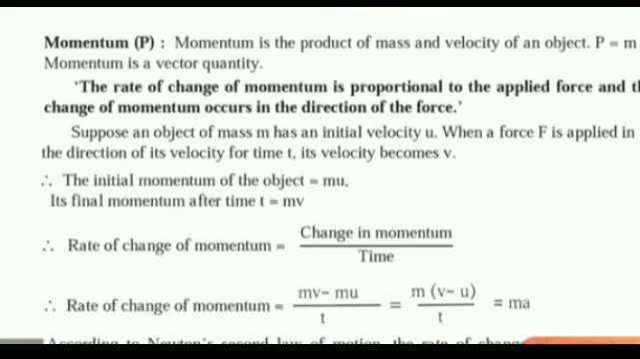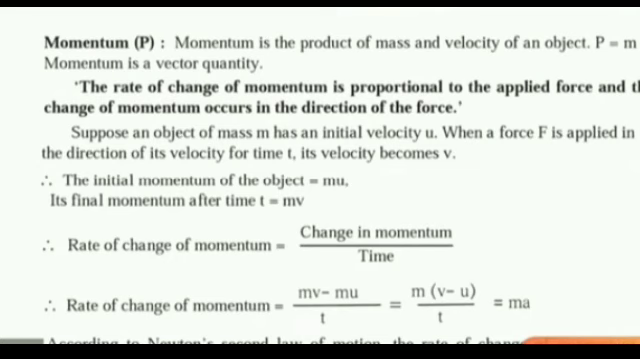The initial momentum of the object is equal to mu, and the final momentum after time t is equal to mv. Rate of change of momentum is equal to change in momentum divided by time t, that is mv minus mu divided by t. Taking m as common, in bracket we write v minus u upon t, and v minus u upon t is equal to acceleration. Previously we have learned that acceleration is equal to final velocity minus initial velocity upon t.